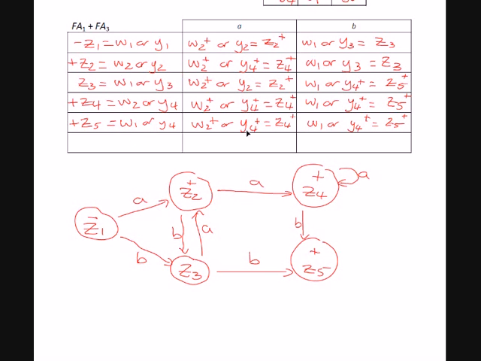In Z5, if we read an A, we go to Z4. And in Z5, if you read a B, we stay in Z5. And we've completed our FA, our new FA, which is an FA which represents FA1 or FA3.